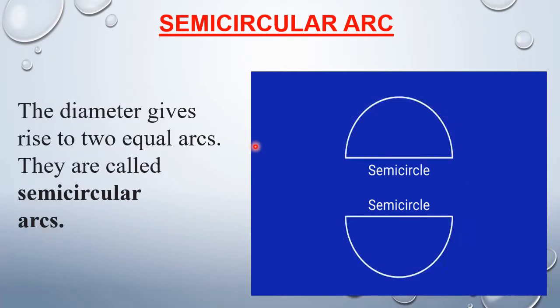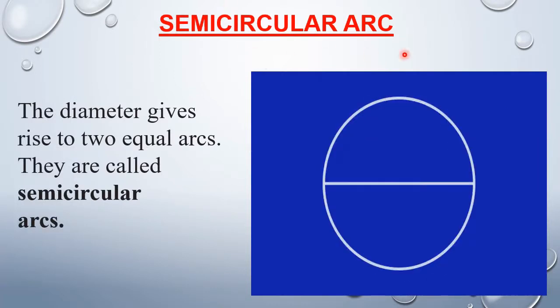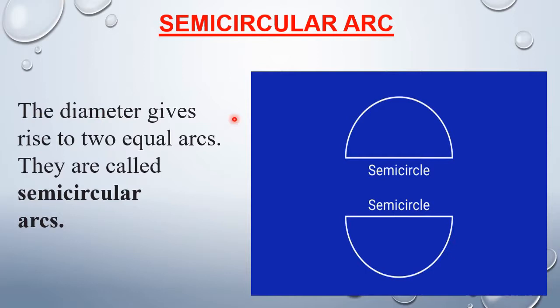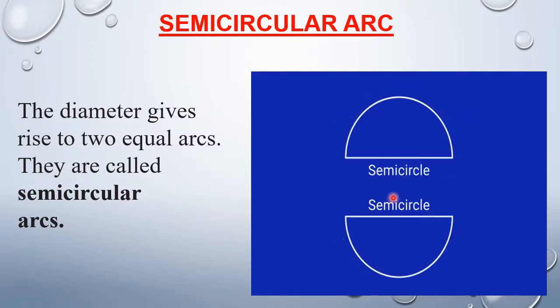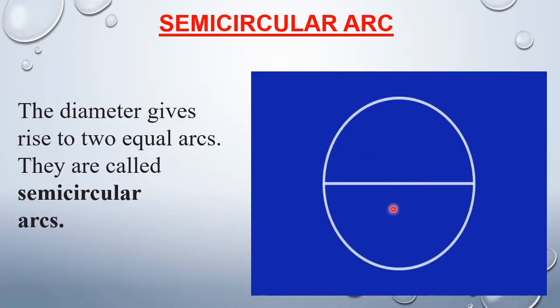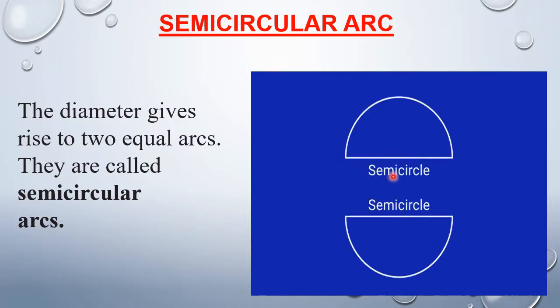Next is semicircular arc. The diameter gives rise to two equal arcs. They are called semicircular arcs. In this figure you can see the diameter gives rise to equal parts or equal arcs, which we call semicircular arcs.